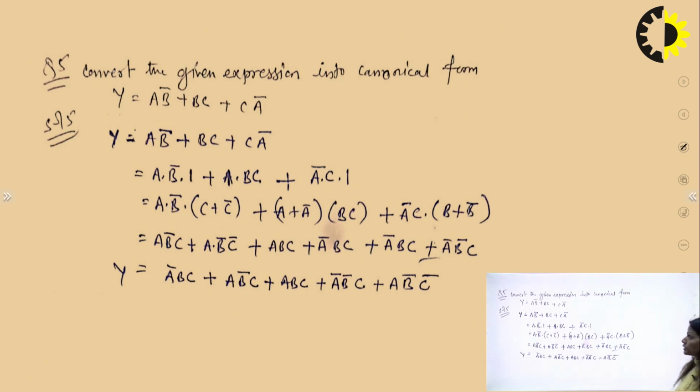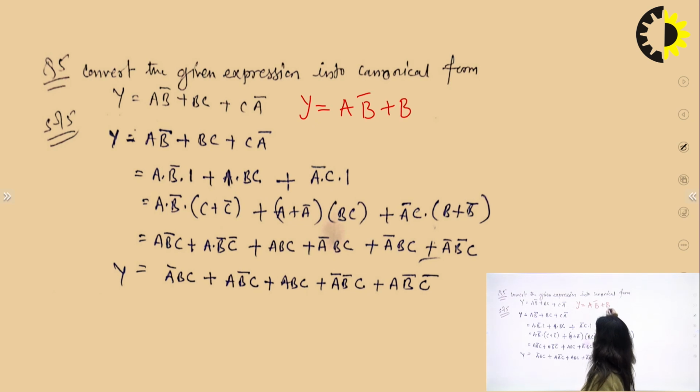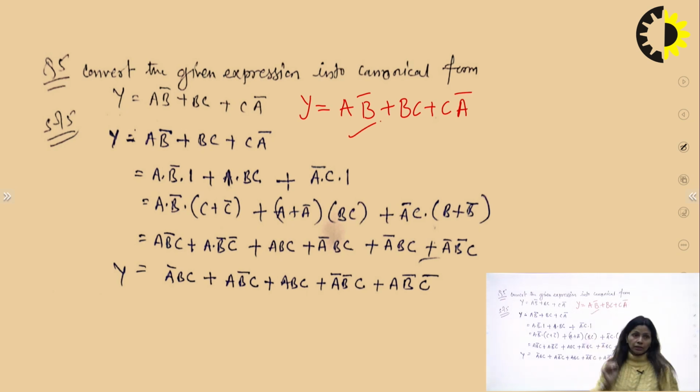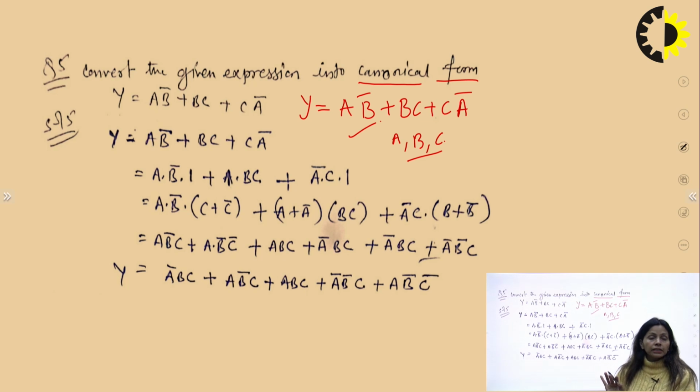Now coming to the next question, one expression is given, that is y is equal to... right. This expression has been given. Now they are asking to convert it into the canonical form. Okay, so canonical form has all the terms. How many variables can we see in this expression? A we can see, B we can see, and C we can see. No other variable is present in the expression.